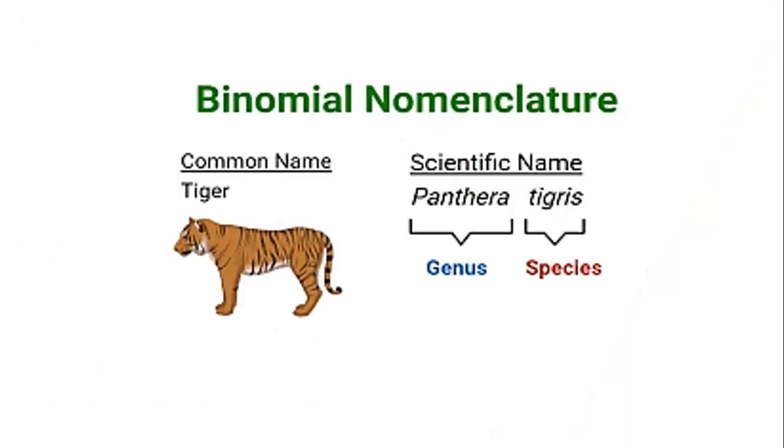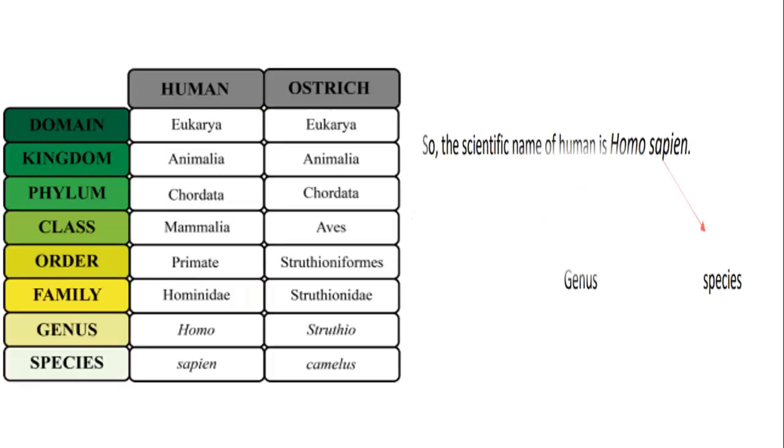Let's have a look here. Panthera tigris. Which one is the genus? This one, of course. Why? Because it's in the beginning and capitalized. Which one is the species? The second name, in lowercase letters, and it comes second to the genus. Homo sapien. Actually, this is us, humans. Homo is the genus name, capitalized, and sapien is the species name, in lowercase letters.